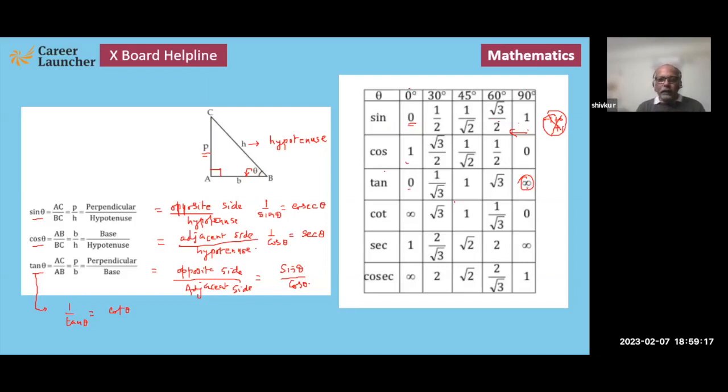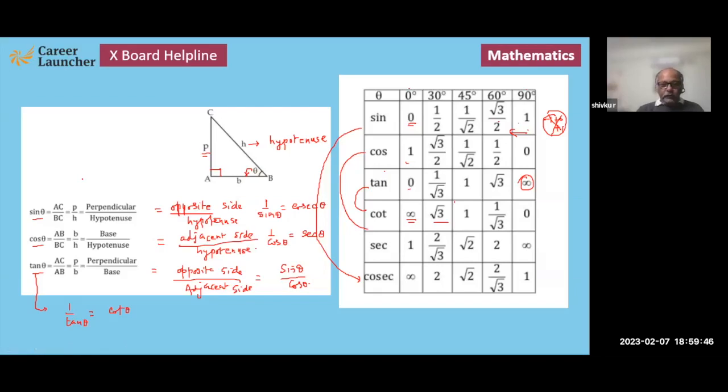Although we write it as infinity, actually 1 by 0 is mathematically undefined. So loosely you'll find many times it is written as this. And similarly, you get exactly the inverse of this. Take sin theta and do a 1 by, and you will get the value of cosecant theta.